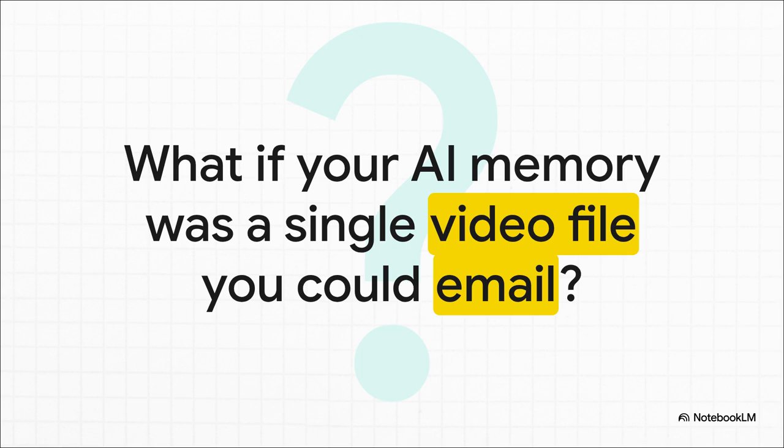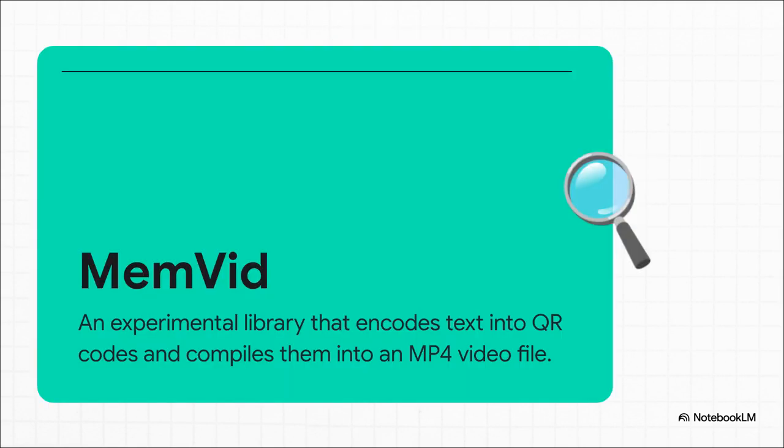What if your entire AI memory, the whole thing, was just a single video file you could email to someone? No complex cloud database, no servers to manage, just an MP4. Something you could copy, share, and run absolutely anywhere, even if you're completely offline. That's the promise of MemVid. It's a big one.